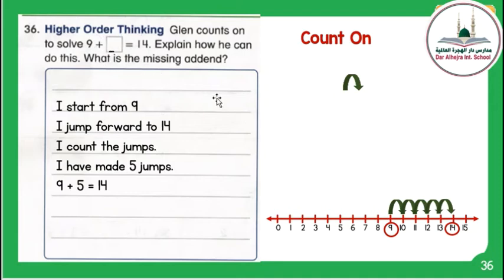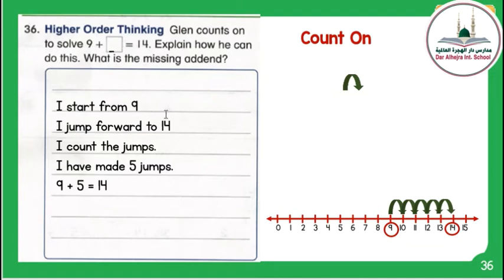So first thing what we are going to do, we are going to use a number line to count on. We are going to start with number 9. Then we will jump until we reach number 14. Then we will be counting the number of jumps we have made in the forward direction. And this is all how we can write here.